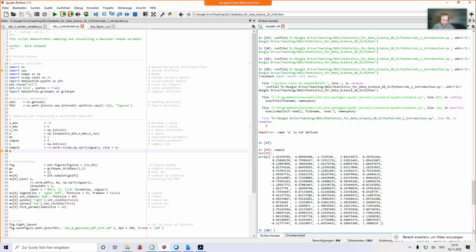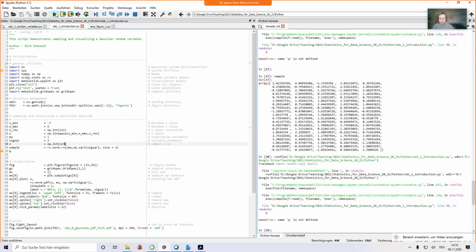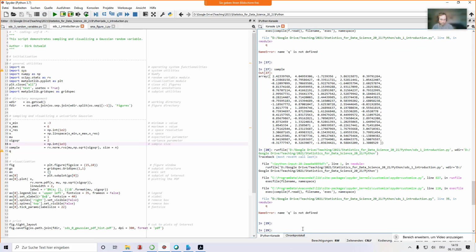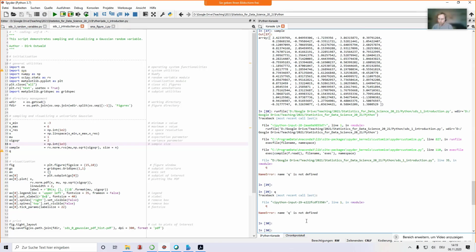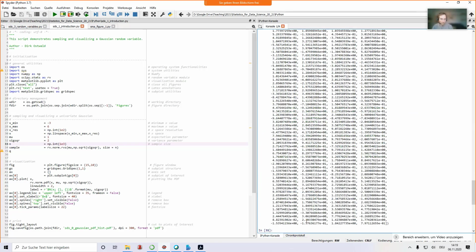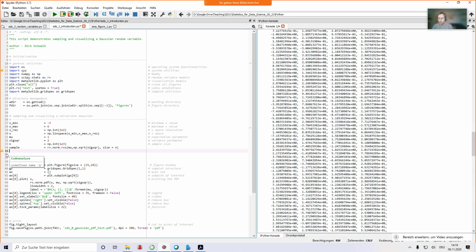So now we created a sample of independent univariate Gaussian random variables, and we sampled 100. So let's increase that to 1000. Oops, sorry. So now we have many more samples.